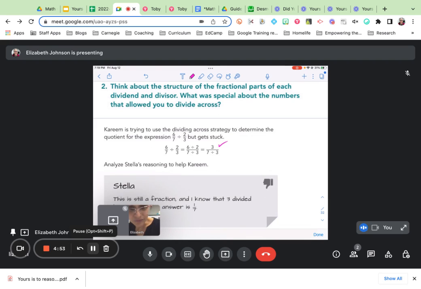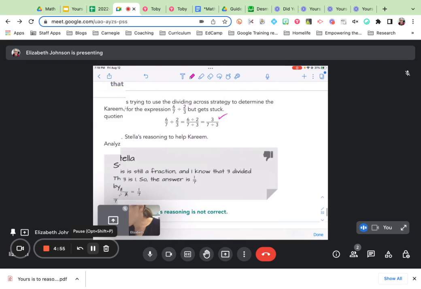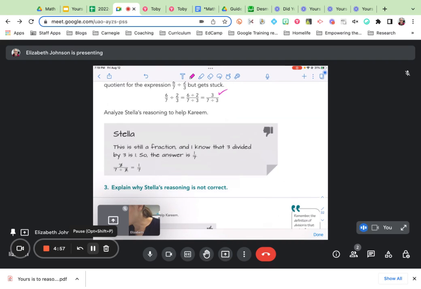Stella is trying to help him, and this is what she said. She said, well, this is still a fraction. I know that 3 divided by 3 is 1. So, you know what? I think the answer is 1/7. But here's a hint, guys. Stella is not correct. What's wrong with Stella's reasoning? Take a minute to think about it.